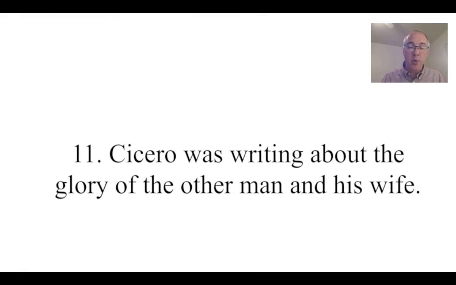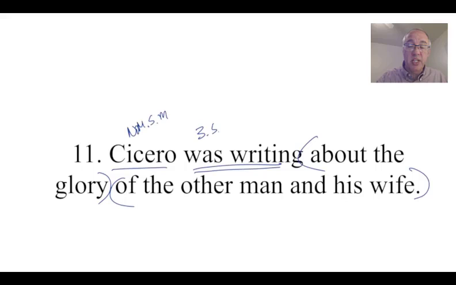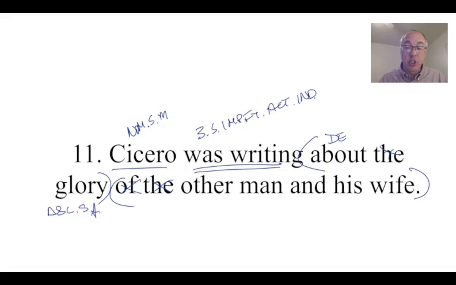Number 11. Cicero was writing about the glory of the other man, so this is going to be genitive. Other man, not just other man and his wife. About the other man and his wife. So Cicero, nominative, singular masculine, was writing, third person singular, imperfect active indicative. De, about the glory. De takes the ablative singular feminine. Of the other man is genitive singular masculine. Other modifies it. And his wife, you don't need his in this case because it's not someone else's wife. Generally, the Romans are going to omit that. Of his wife, also genitive singular feminine in this case. We'll probably use et here.